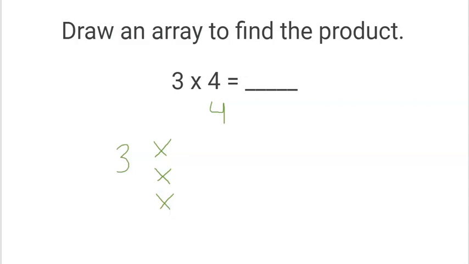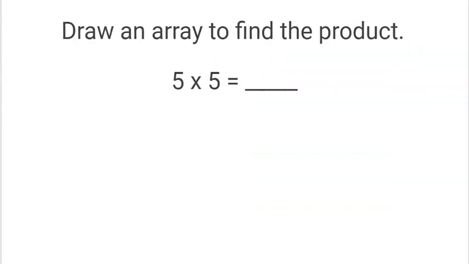So then I already have 1. So I'm going to go 2, 3, 4, and then I just go ahead and fill it in. So if I count my X's, I'm going to have 1, 2, 3, 4, 5, 6, 7, 8, 9, 10, 11, 12. I have 12 X's. So that is the product of 3 times 4. Pretty simple. Let's go ahead and find another example.